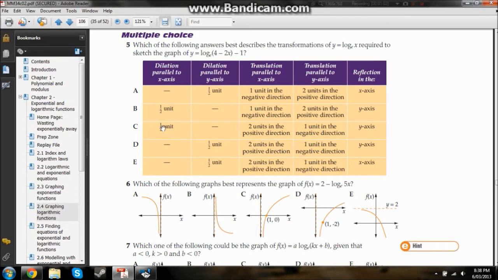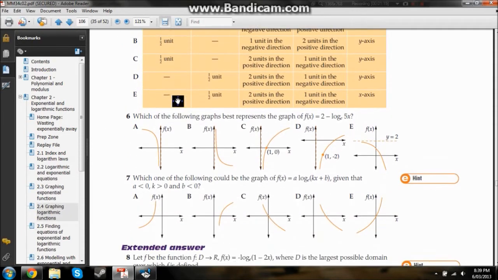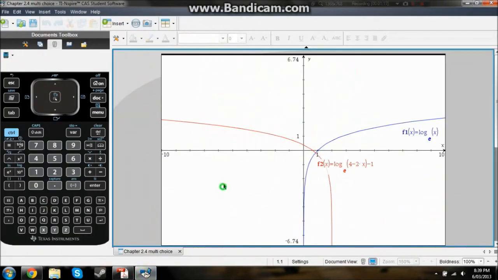So it's basically if it's a dilation parallel to the x-axis or y-axis, and it's a dilation parallel to the x-axis because it's inside the brackets, and you do 1 over that to get the dilation. So it's C, and you can see that on this graph here. This is e to the x, and this is the equation of the question, so it's reflected in the y-axis. It's like a mirror, and you can see that it's been dilated a little bit. It's like stretched more that way.